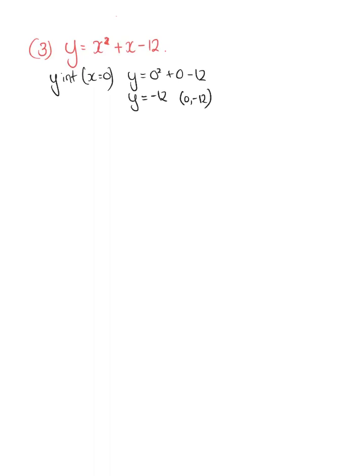Now the x-intercept is when y equals 0. So when we do that, we've got 0 equals x squared plus x minus 12. So we have a quadratic equation and it's already equaling 0. So we're going to look at factorizing it now to get the x-intercepts.